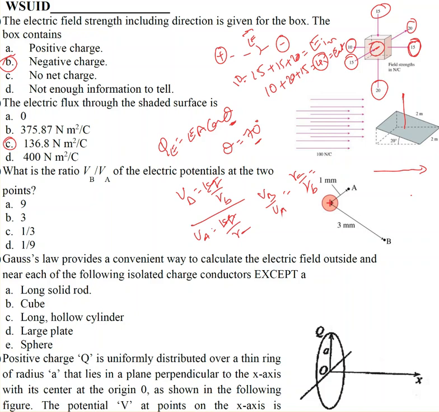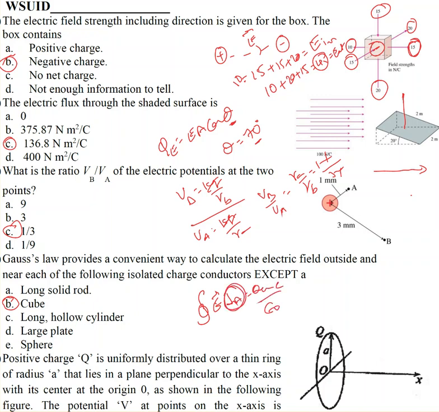The next one. Gauss's law provides a convenient way to calculate the electric field outside and near each of the following isolated charged conductors except a cube. It is not easy, or this is not exactly the right way of explaining this, but Gauss's law is nothing but the closed integral of E times dA equals Q enclosed over epsilon naught.